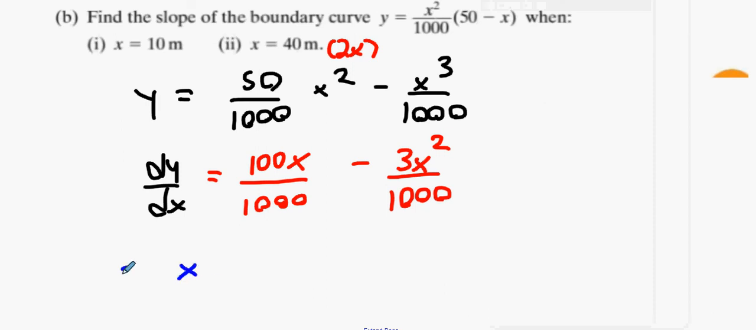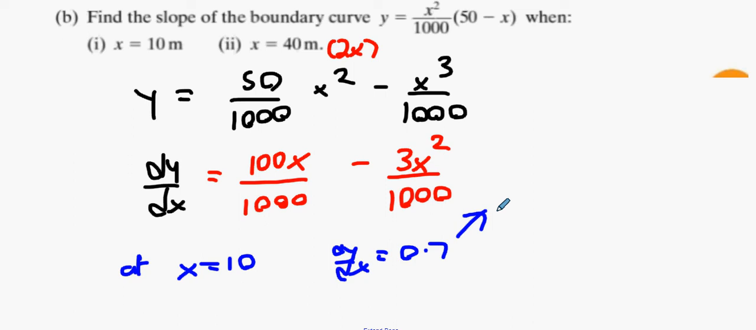So at x equals 10, dy dx equals 0.7. That means 0.7 going upwards, it's increasing. And then at x equals 40, we're expecting a negative answer, aren't we? Because it's clearly on its way down.